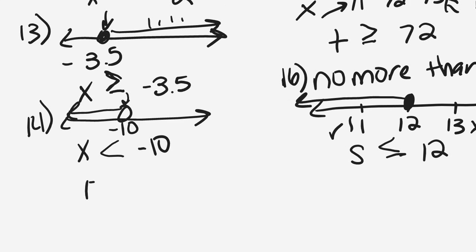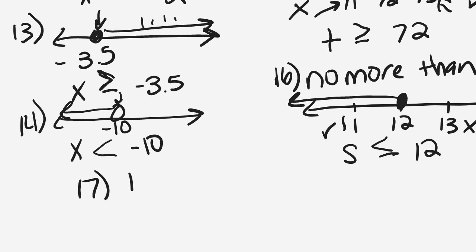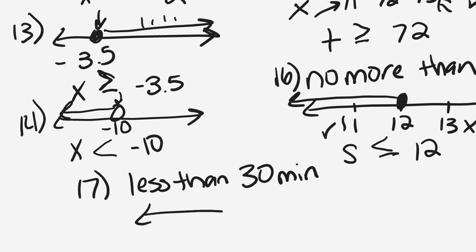All right, and last one for this section, number 17. It says it takes less than 30 minutes to complete the lab activity. So I'm going to write less than 30 minutes. So I'm going to draw my number line.